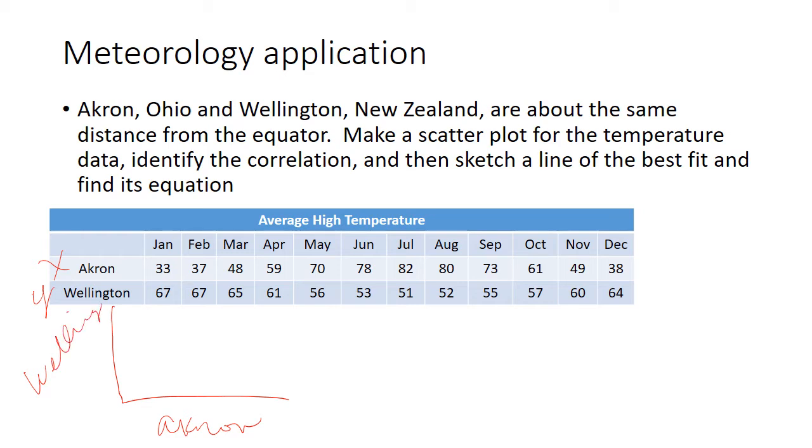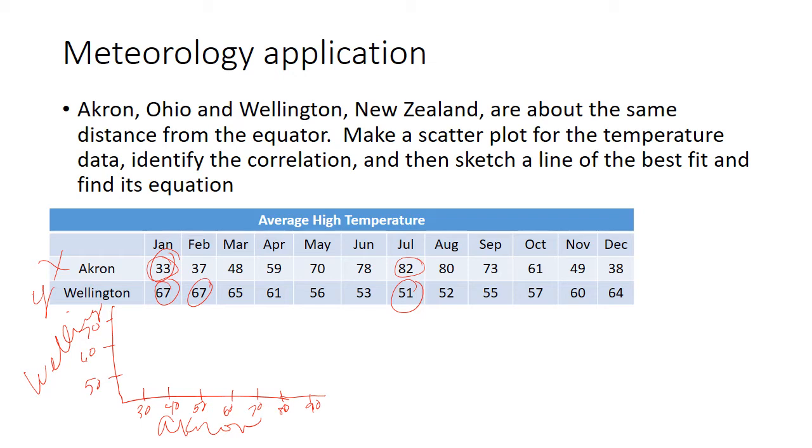Now, Akron's smallest is 33, and its largest is 82. So I'm going to start at 30 and go by increments of 10 for when I plot my data. And then Wellington starts at 51 and only goes up to 67, so I don't have to go quite as far. So I'm going to do 50, 60, 70. Now I'm just going to go through and plot them. This is my x and this is my y.